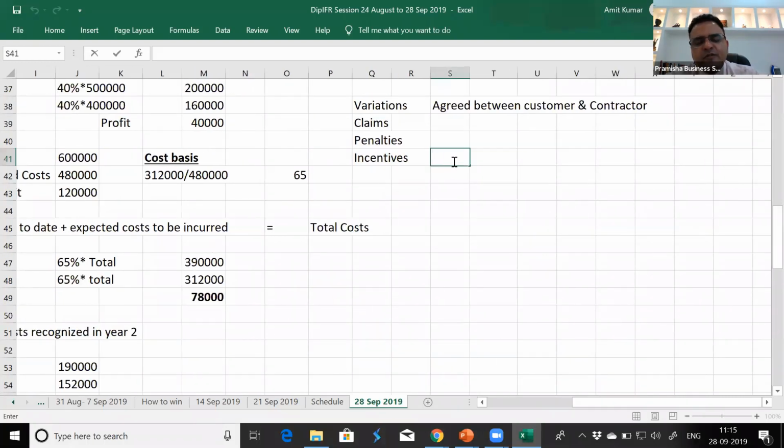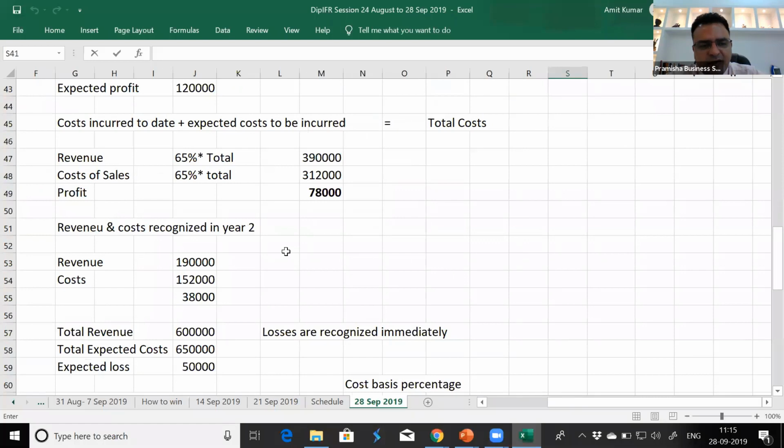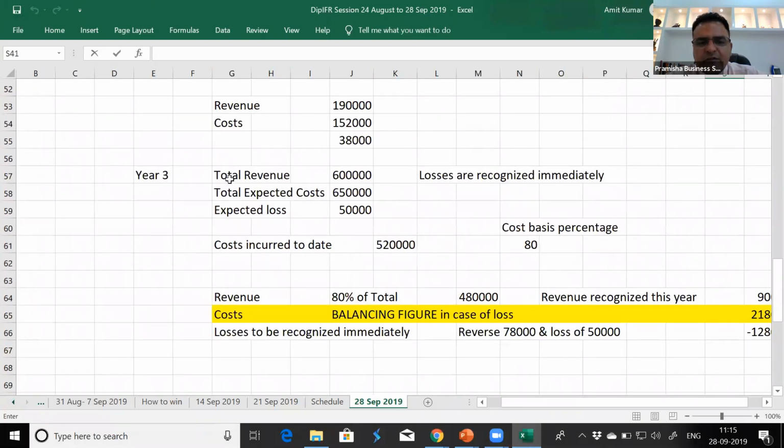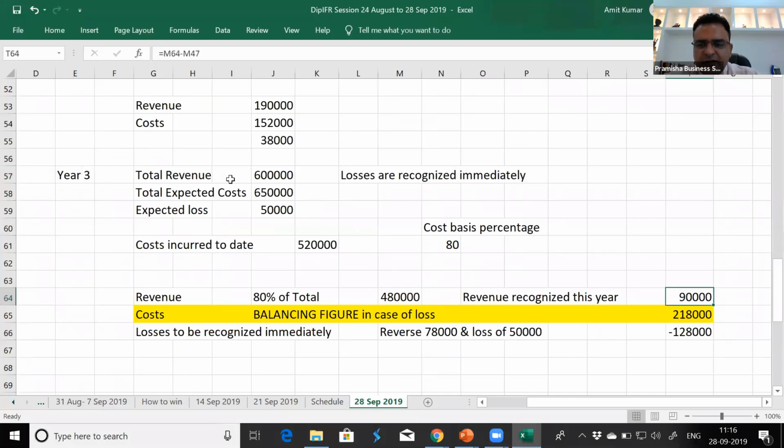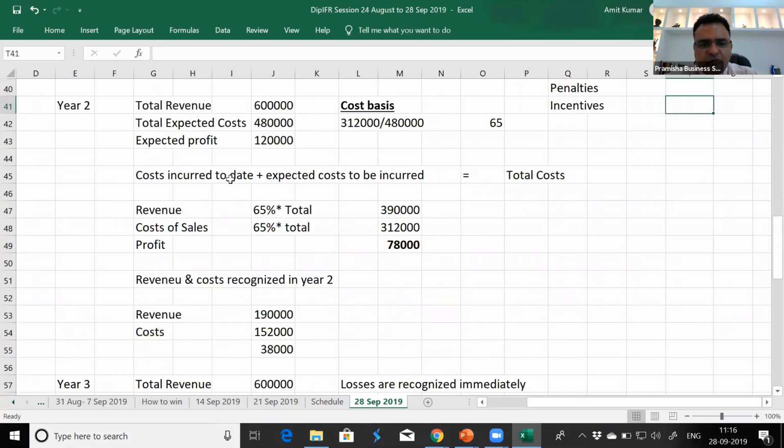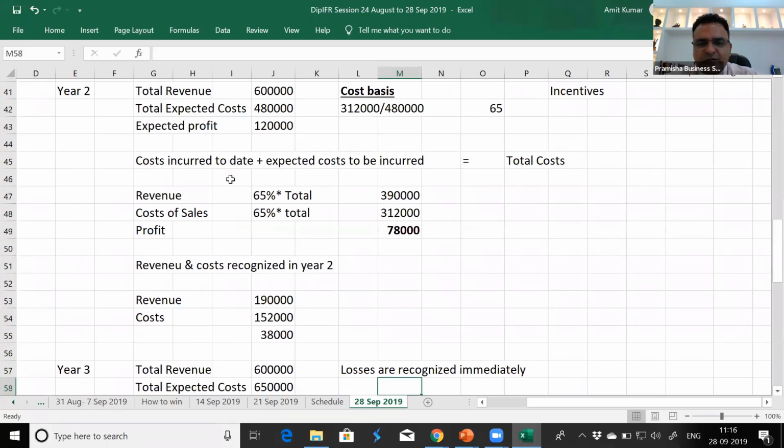If you have delivered the project on time, the customer may be happy and may give you a 20% or 5% incentive. So in that year, revenue may increase. And if your total revenue increases, whatever the balance is gets settled in the final year. So if total revenue increases to 7 lakhs, I assume, then whatever you have recognized till date, you have recognized revenue of 90,000 in year 3 and 390,000 in years 1 and 2, total 390 plus 90.